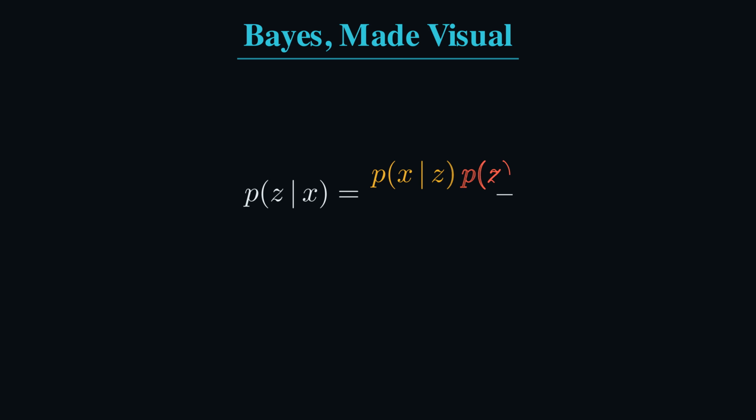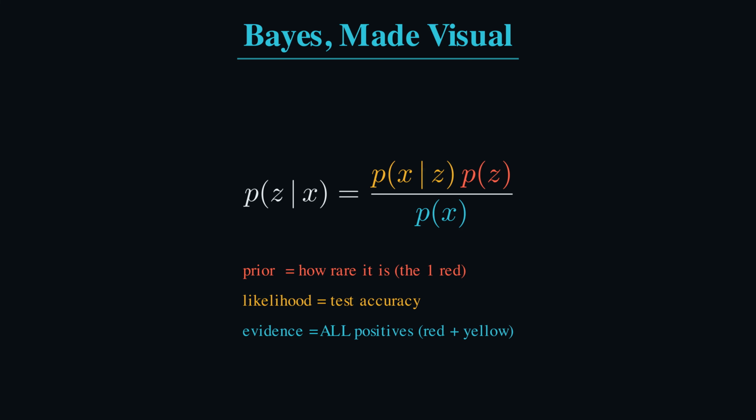And this is exactly what Bayes' rule computes. The prior is how rare the disease is, our single red dot. The likelihood is the test's accuracy. The bottom, the evidence, is everyone who tested positive, red and yellow together. Divide, and you get that 17%. The formula was never abstract. It was counting dots all along.